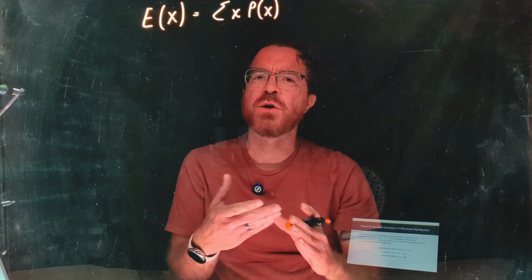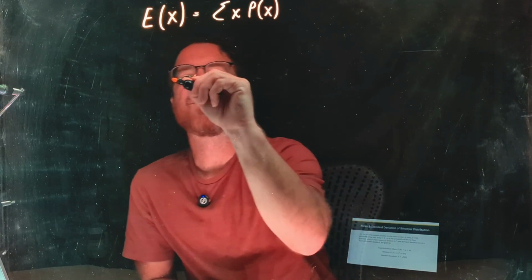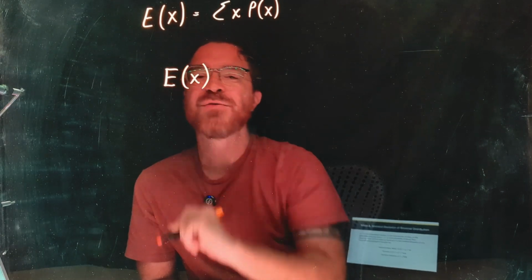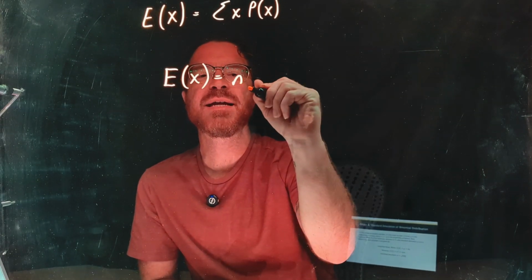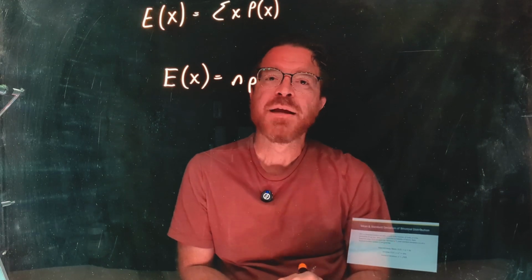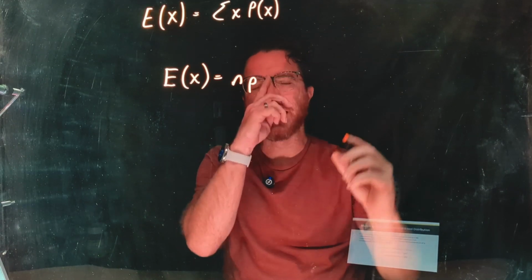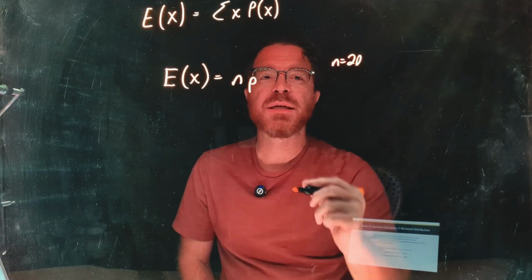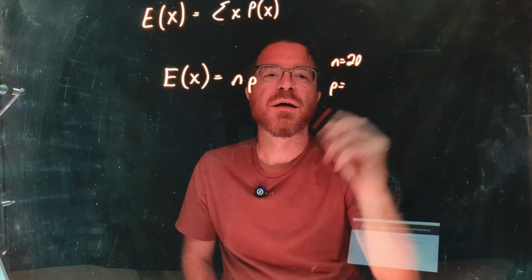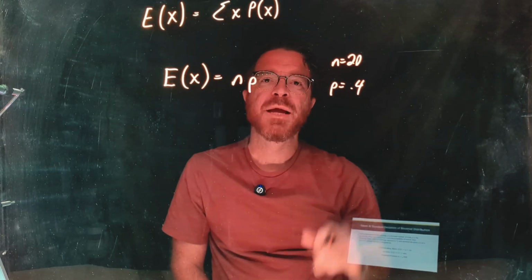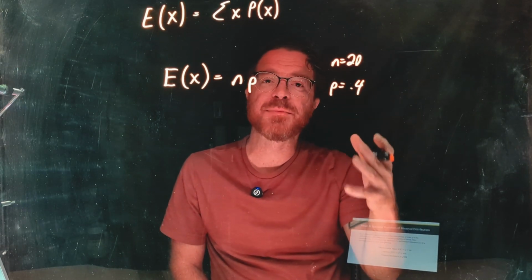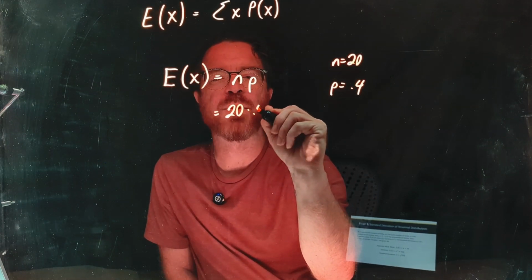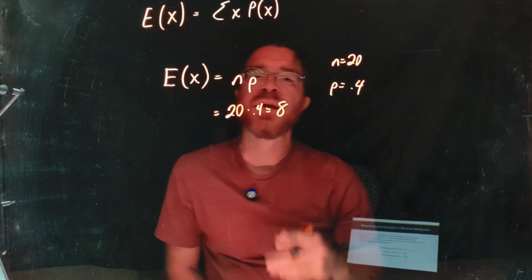So let's look for an easier way. Specifically, if we have a binomial probability distribution, we can find our expected value of x using n times p. Now you might wonder, why is that? Well, let's say, for example, that I have 20 coin flips and a probability of success of 0.4. How many successes would you expect there to be on average? Well, in this case, it would be 20 times 0.4, which would be equal to 8 heads.